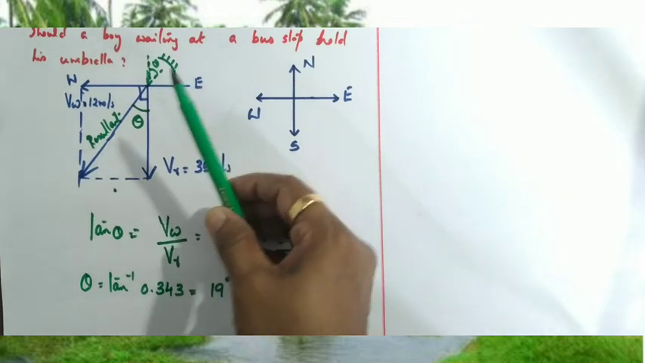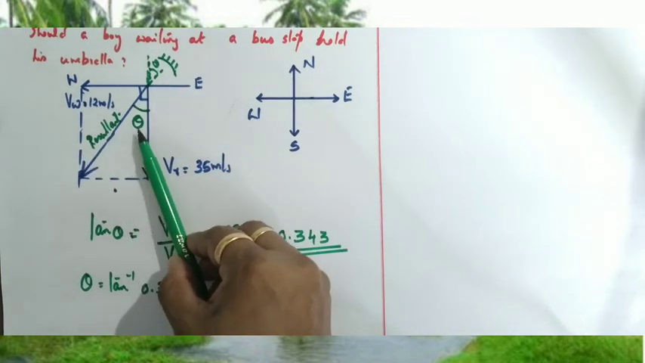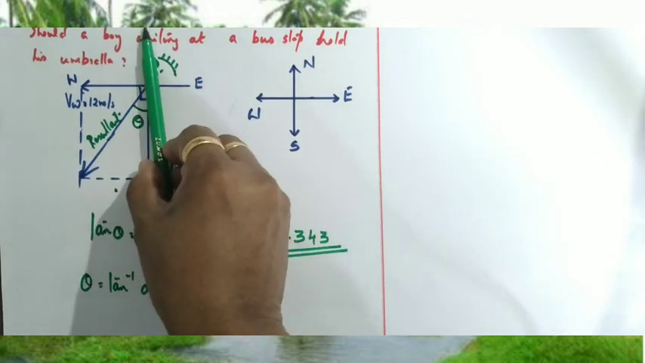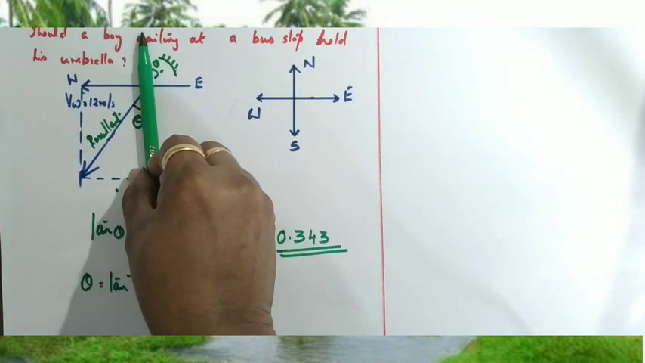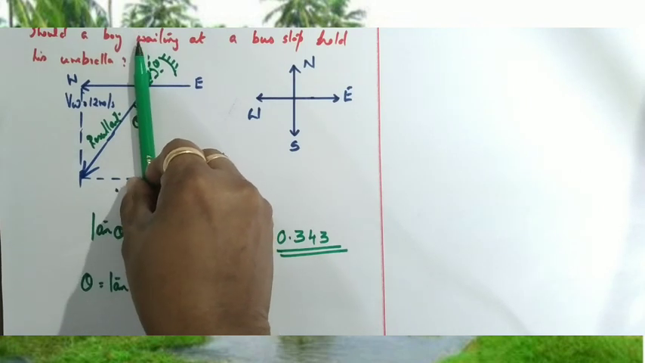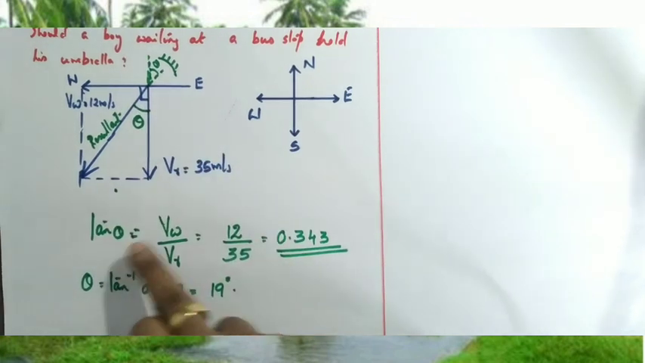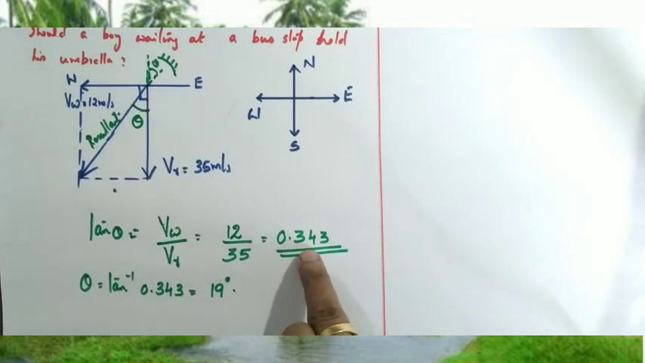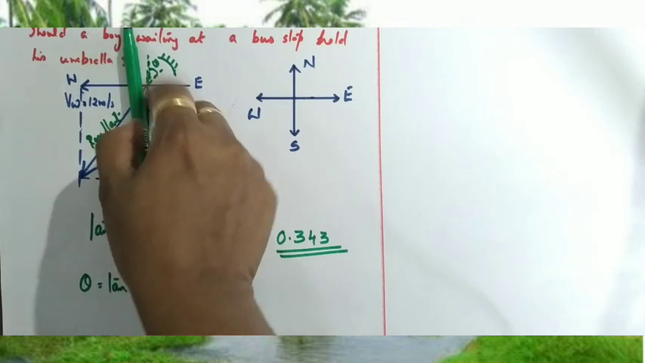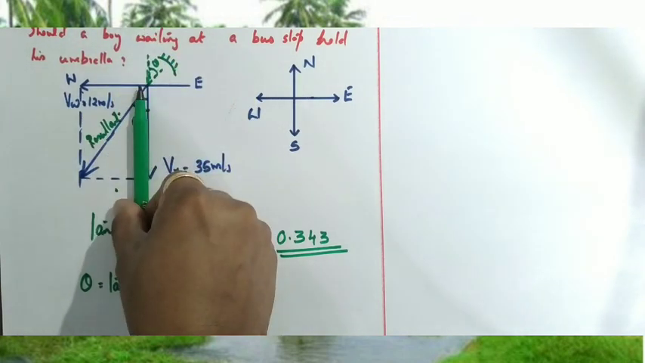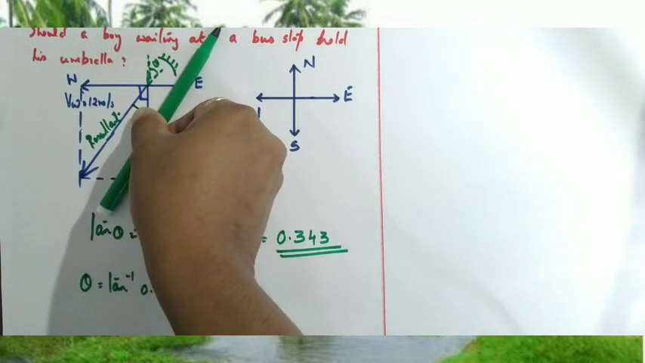Now come to the figure. In which direction does the person have to hold the umbrella? This is theta, this will be theta. So the person has to hold the umbrella. How will the final answer be written? The person has to hold the umbrella, tan theta is equal to 0.343, from which direction? From the direction of rain to the east direction.